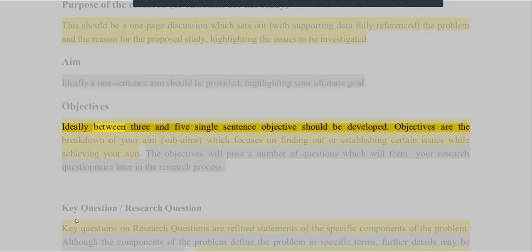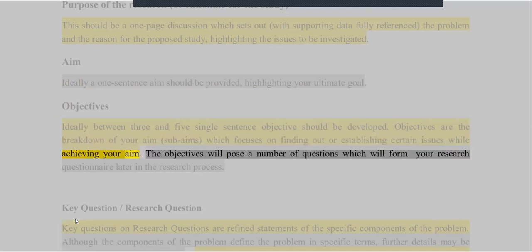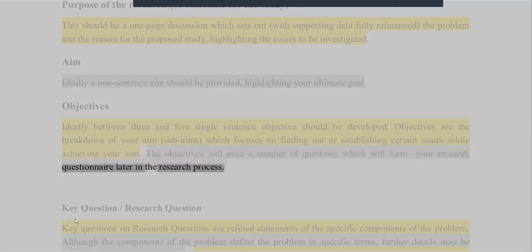Objectives. Ideally between 3 and 5 single-sentence objectives should be developed. Objectives are the breakdown of your aim, sub-aims, which focus on finding out or establishing certain issues while achieving your aim. The objectives will pose a number of questions which will form your research questionnaire later in the research process.